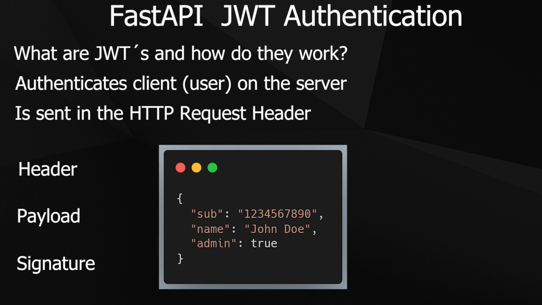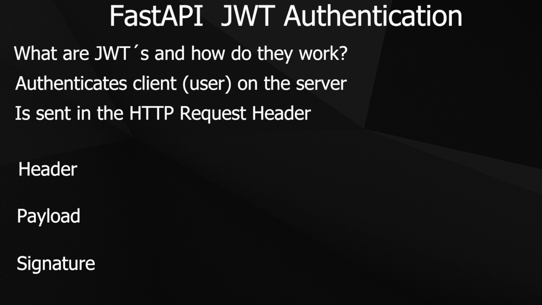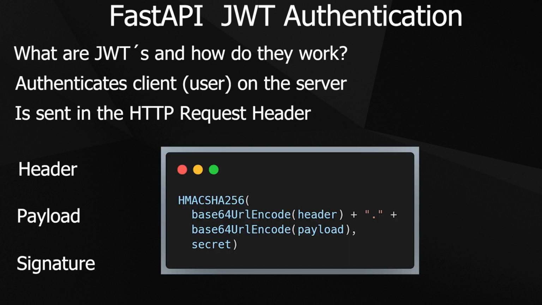The last part, the signature, is what secures the token. It is generated by taking the encoded header, the encoded payload, and a secret key, and the algorithm defined in the header, and then this creates a hash from it.